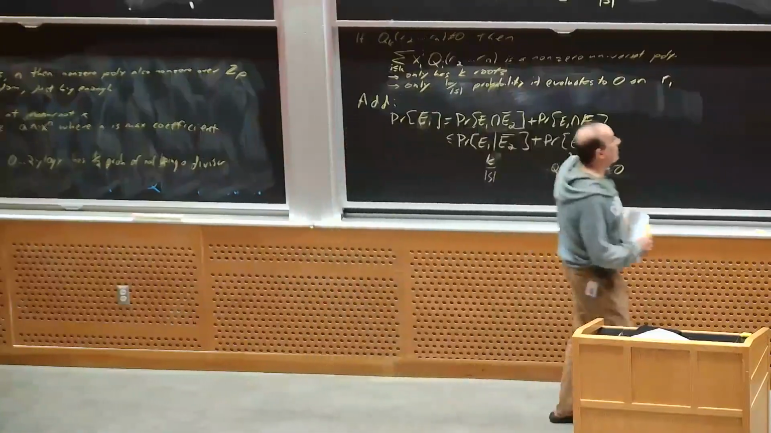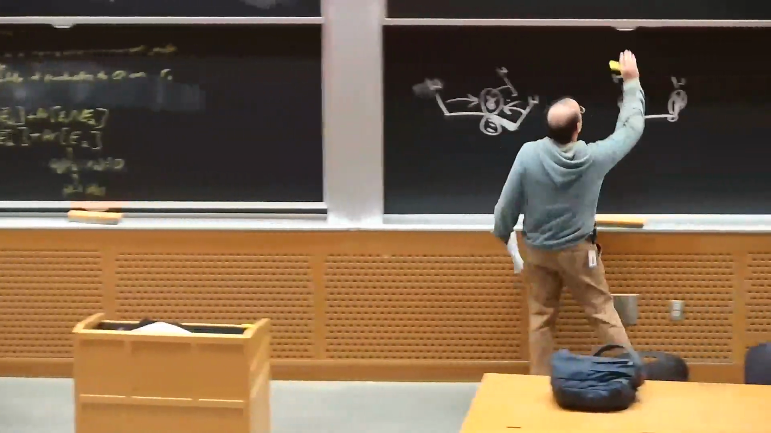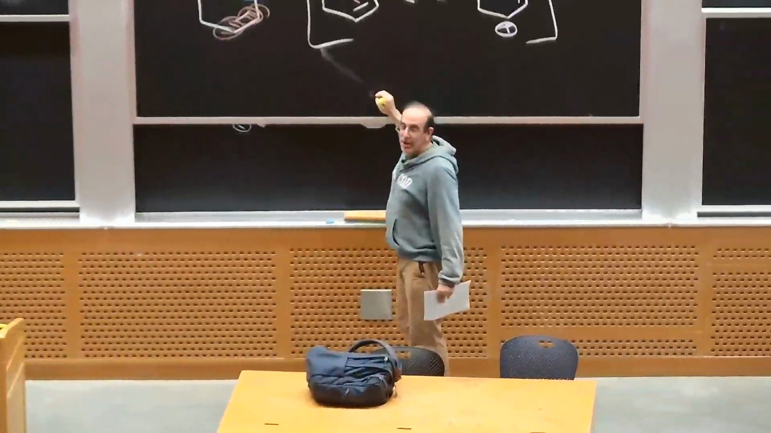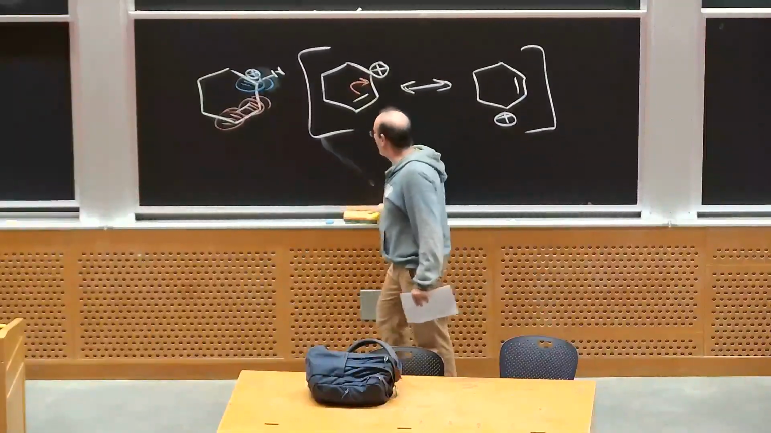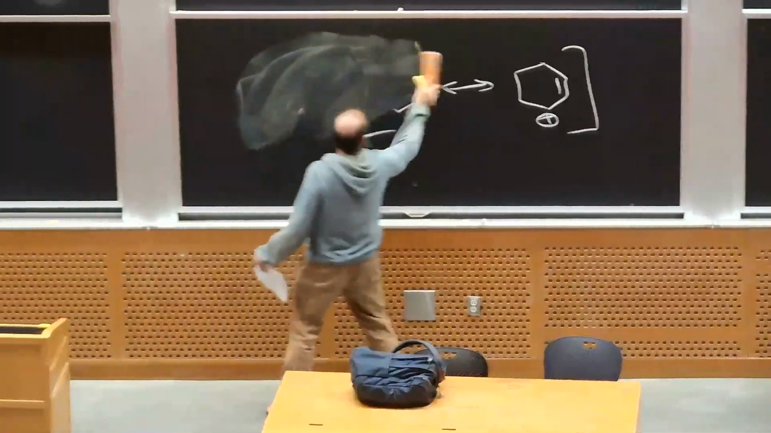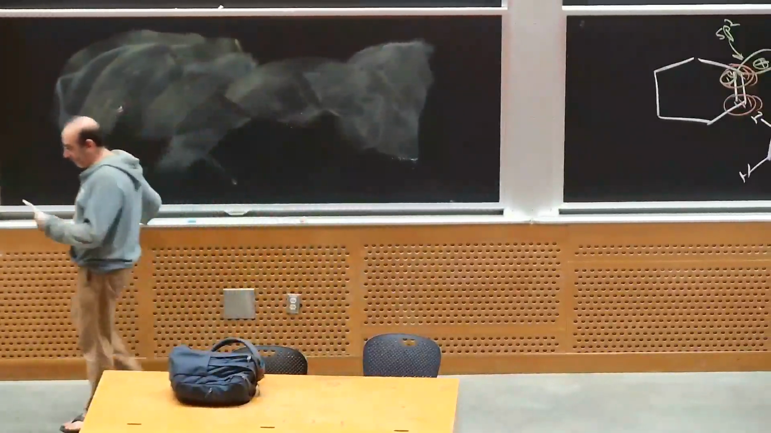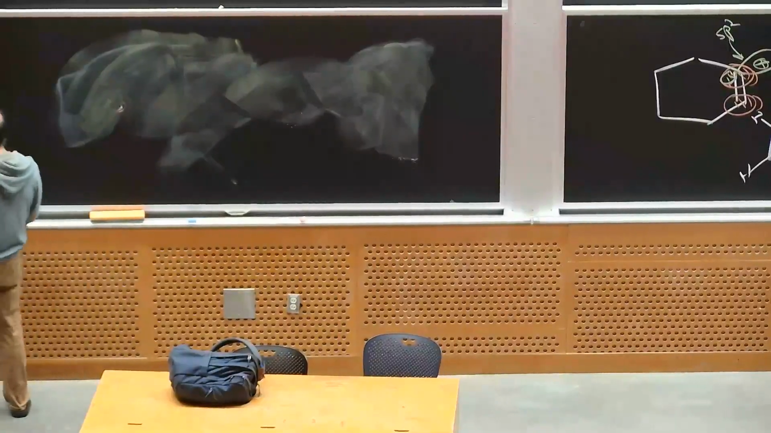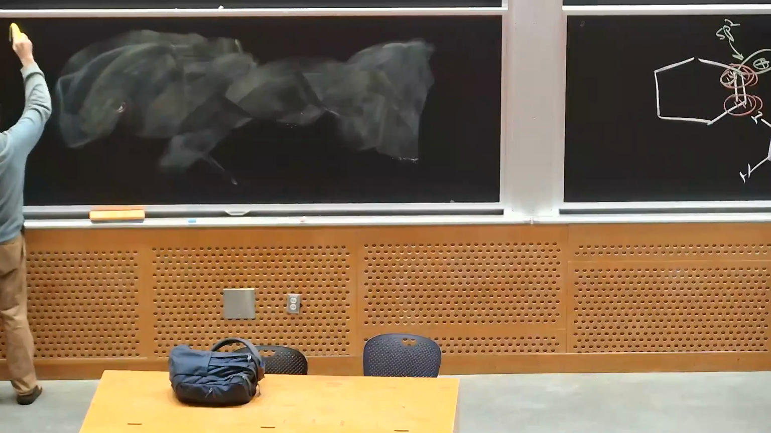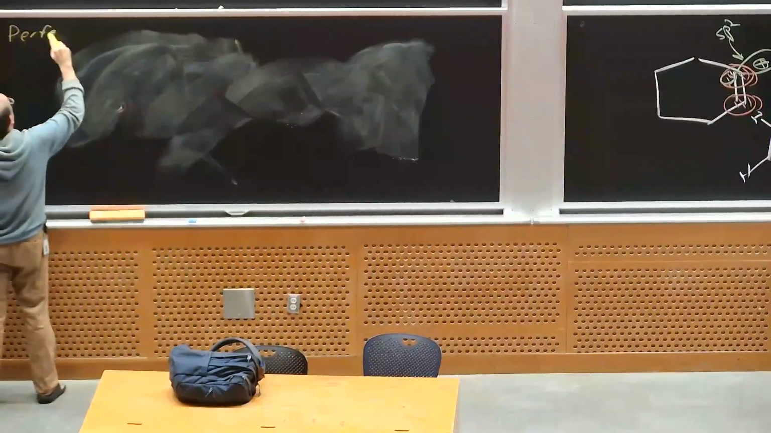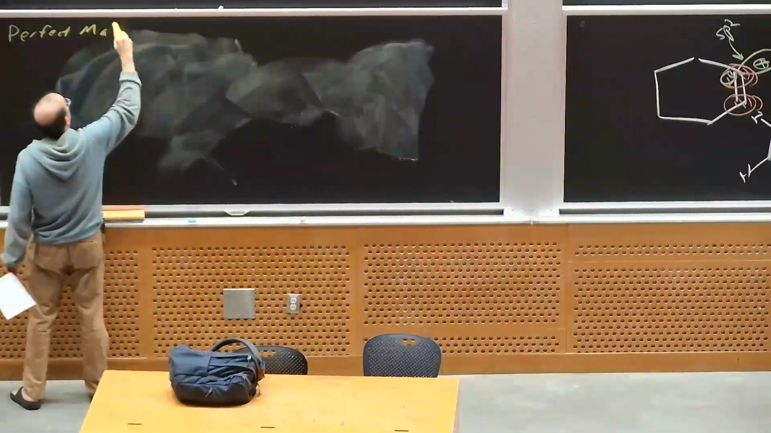All right, now let me show you the application. That was the unpleasant part of lecture. Now comes the fun part. I never like doing lots of math, but now comes the fun conceptual part. We are going to look at a classic problem in graph theory, which is the problem of perfect matching.